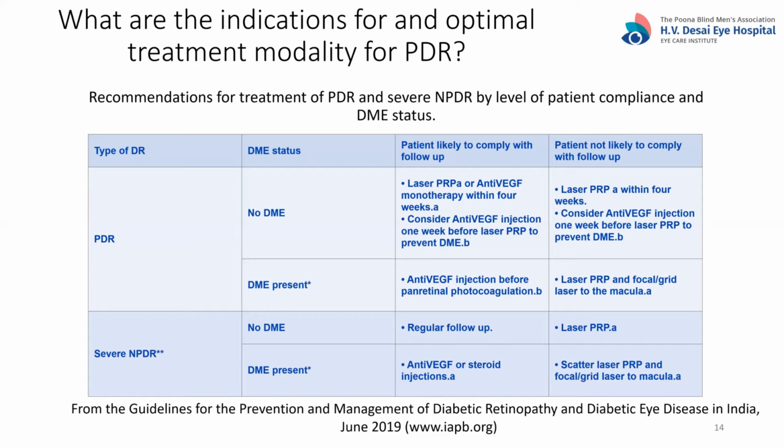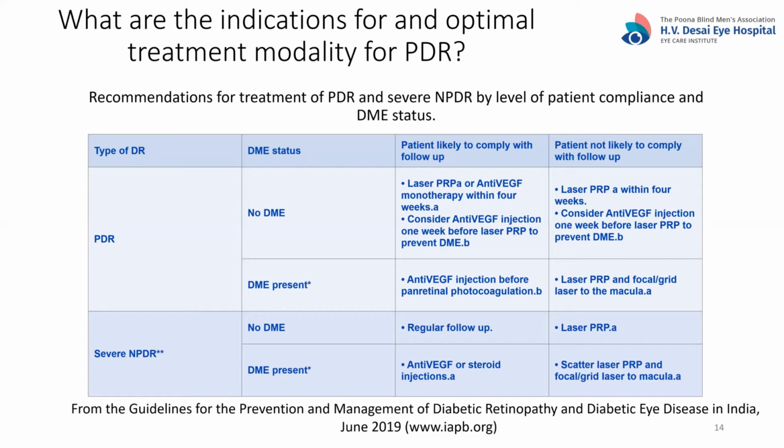Now, in case of severe non-proliferative diabetic retinopathy, if there is no macular edema and the patient is from the compliant group, then only advice for regular follow-up is required. But if we feel that the patient is not likely to be followed up on a regular basis, then we can give laser PRP to that person.